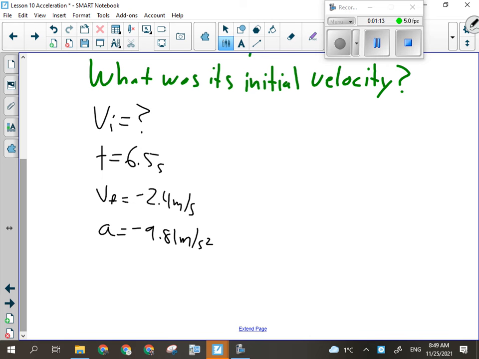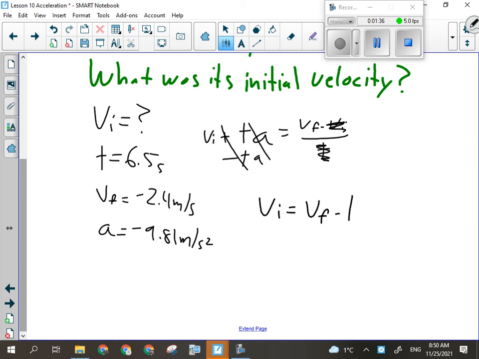So I'm trying to find VI, which is the trickiest manipulation of the acceleration formula. All right, so we get a mark for writing that down. Then we got to multiply both sides by t. Then we're going to add VI to both sides. And then we're going to subtract t times a over to this side. So we'll be left with this. VI equals VF minus t times a. Okay, so VF, we were told, was negative 2.4 meters per second minus 6.5 seconds times negative 9.81.